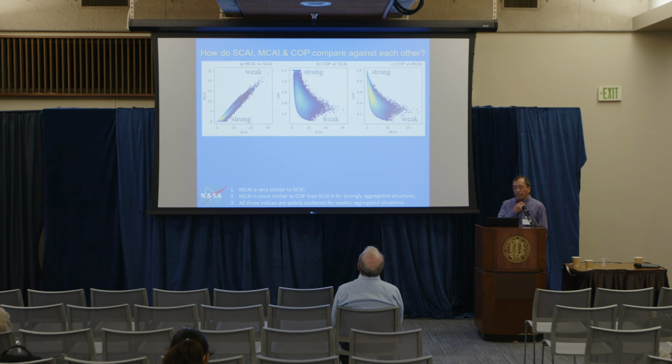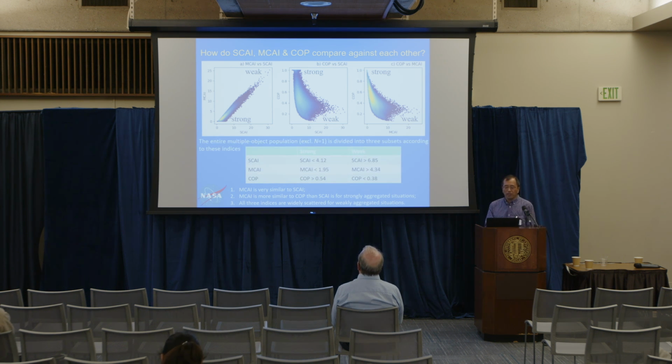So this is showing the scattering diagram with different density. So you can see the SCAI, the first index, versus the MCAI is pretty much linear, and most of them are here. And the modified one can reach all the way to 0, but the SCAI is always greater than 0. And you notice the convective organization potential is more closely related to the modified one than the original one. So basically, I divide the data sample into 3 equal sizes. So only compare the stronger aggregation samples versus the weak ones.